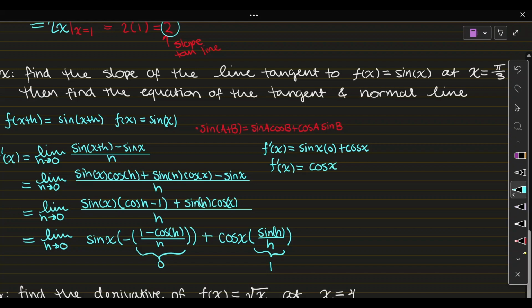Great. Now, I need to plug in x equals pi over 3 to find my slope for my tangent line. So I need to evaluate at pi over 3. So f prime of pi over 3 equals cosine of pi over 3, which is going to be 1/2. Great. Now, let me double check that.